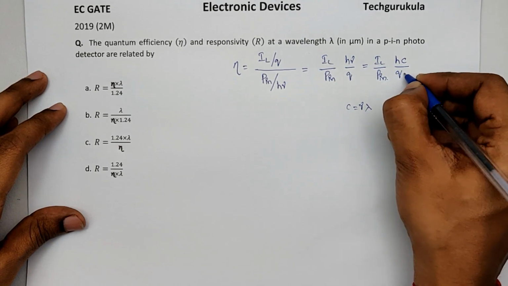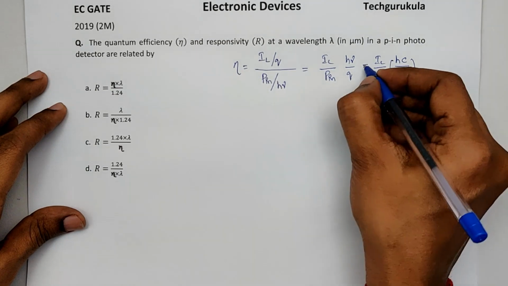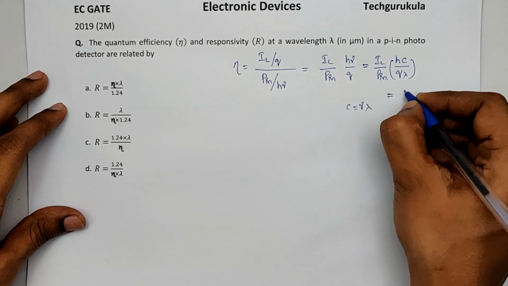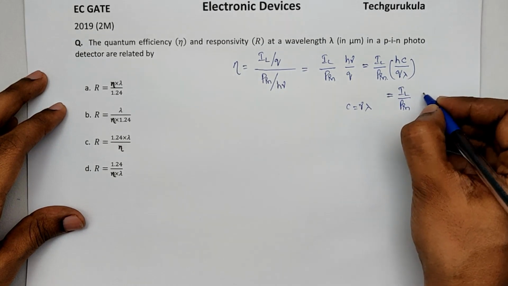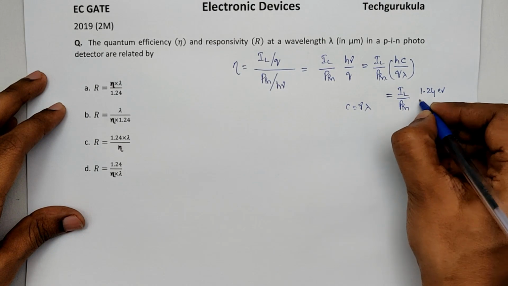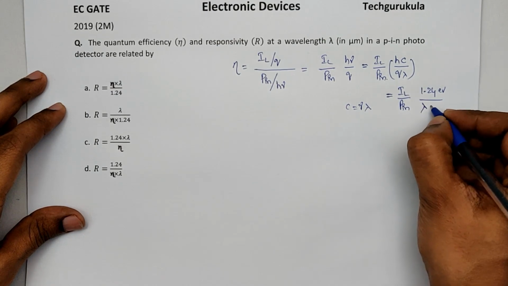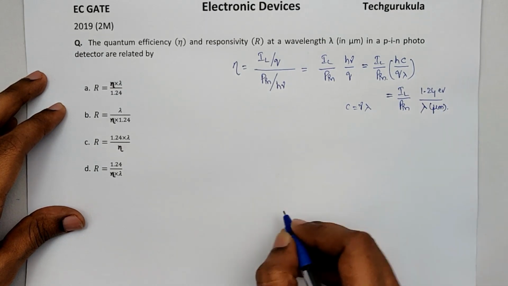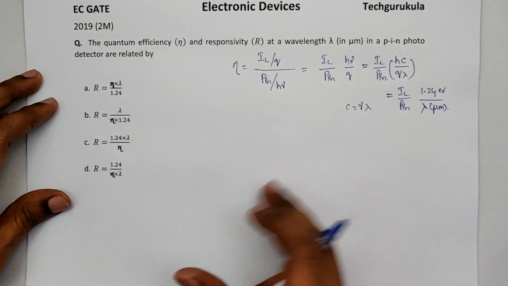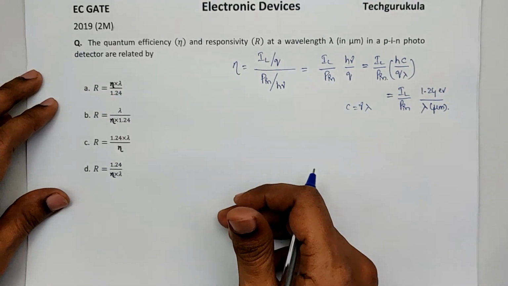C over Q lambda. And we have seen this standard value when we were doing light interaction with semiconductors. This is equal to 1.24 in terms of electron volts per lambda in terms of micrometers. So this is quantum efficiency. In fact, to be precise, this is called external quantum efficiency.